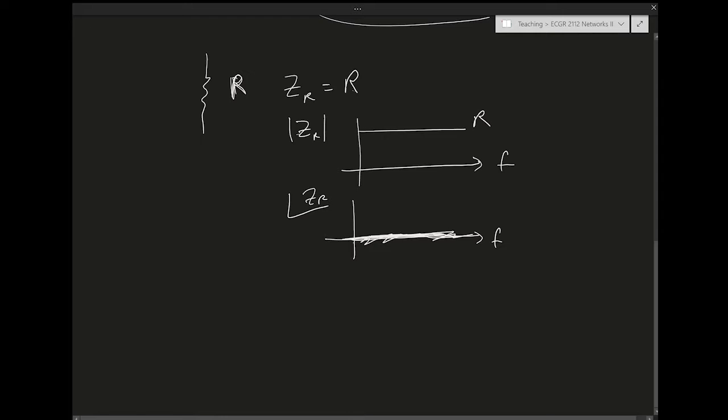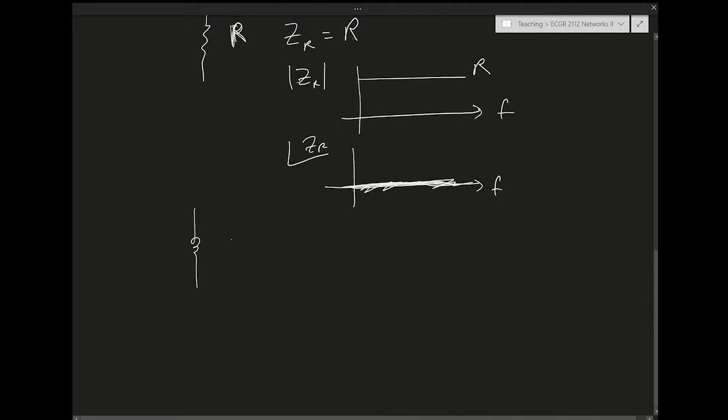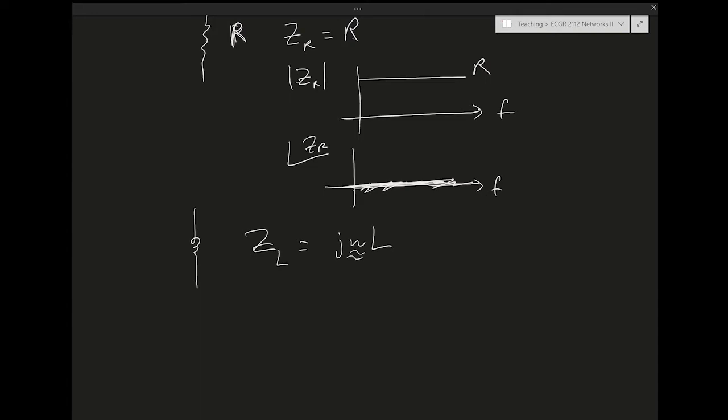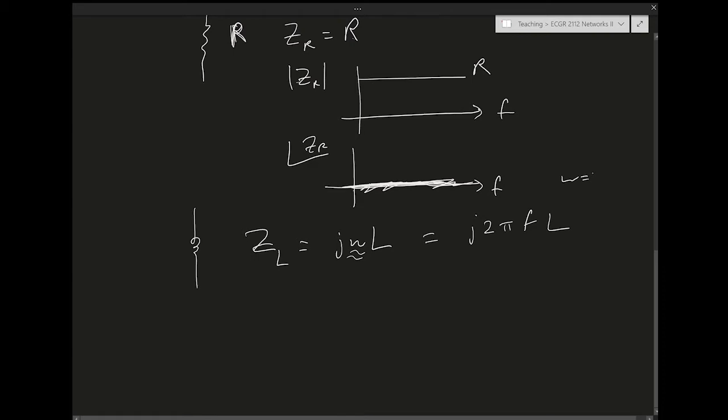The interesting frequency response occurs with actually inductors and capacitors. So we know that the impedance of an inductor is going to be what? J omega L. Okay, so this is more interesting because now omega appears in the value of the impedance. So the impedance is a function of frequency, it depends on frequency. And when we vary the frequency, we get different values for the impedance. So this is J 2 pi 60 L. 2 pi, sorry, not 60, F. Omega is 2 pi F. Right? J 2 pi F L.